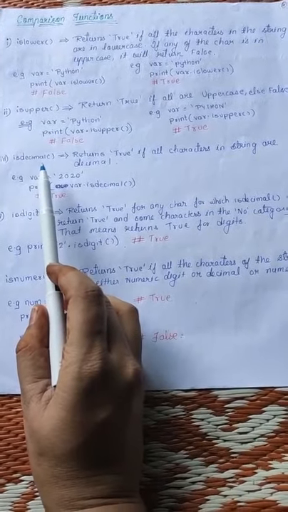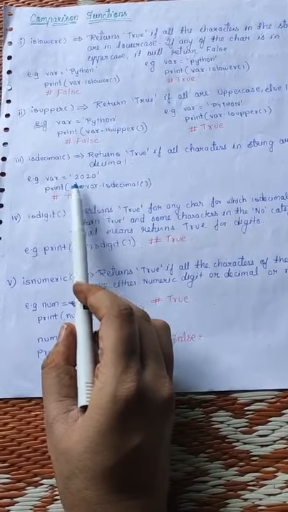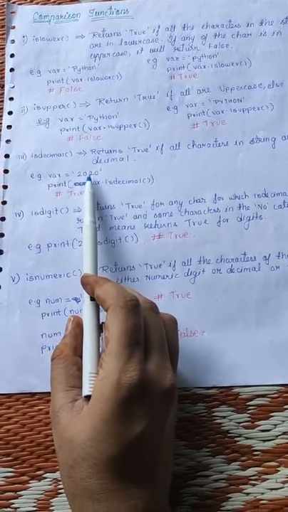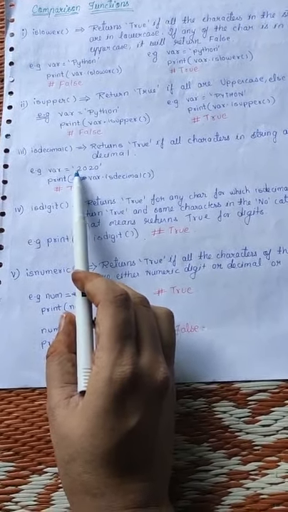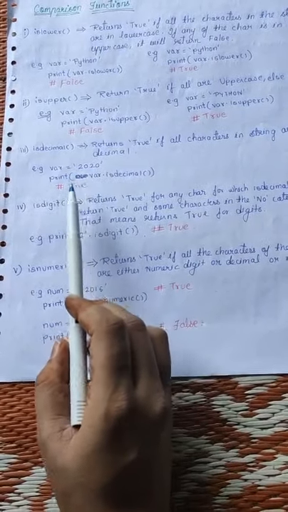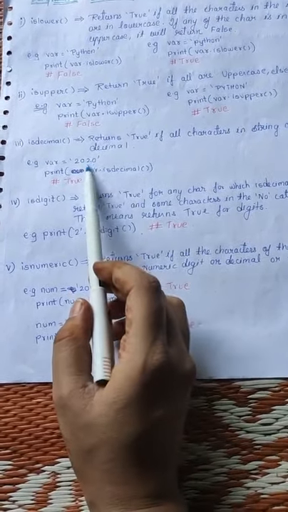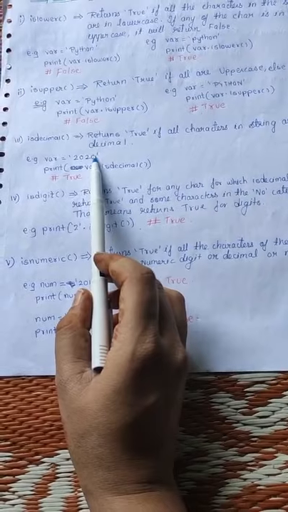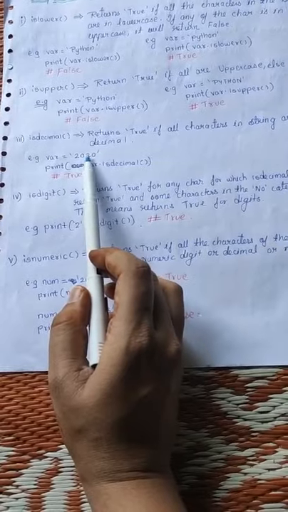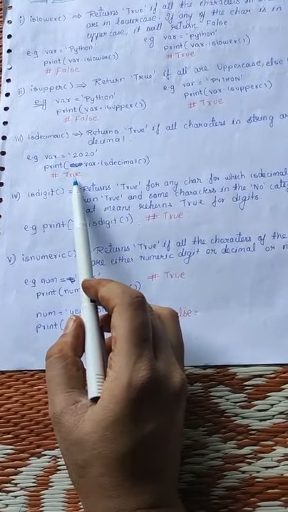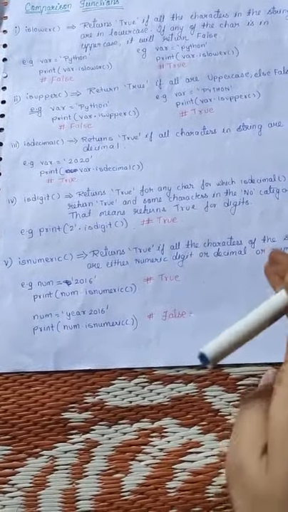So what is isdecimal for? It will check whether my variable has all the characters as decimal numbers, that means integers. If you have decimal numbers, it is going to return true, else it is going to return false. If I add any alphabet from A to Z, like 2020A or 2020Y, anything, then it is going to return false. It returns true only if it has integer numbers in it.